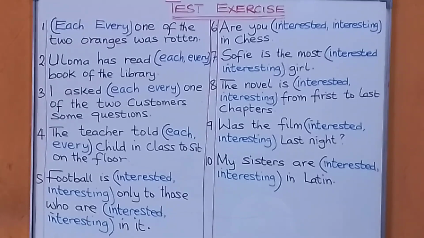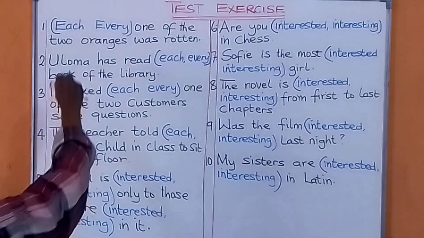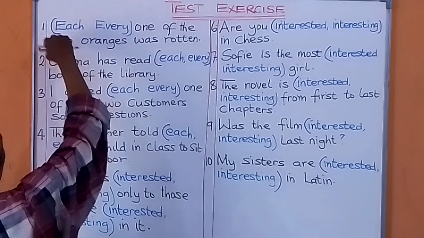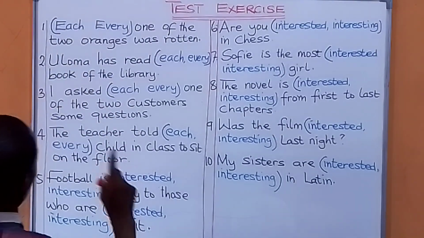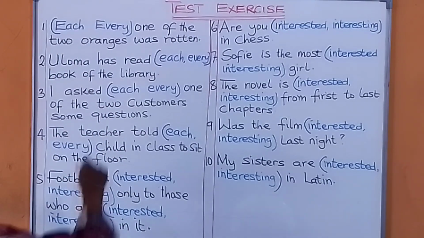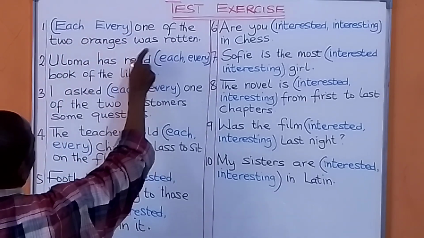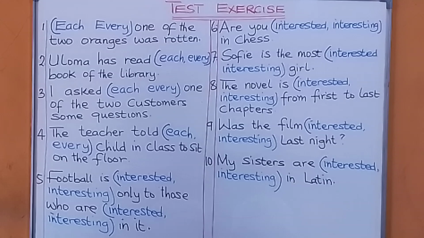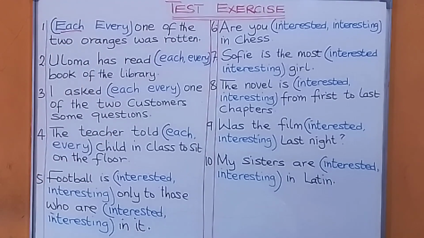Now, let's get back to the questions as we provide the answers to that. Let's look at number one. Remember, from each of the brackets you have two options. Underline one correct option. Now let's go. Every one of the two oranges was rotten. What are you going to put there? Each one of the two oranges was rotten.